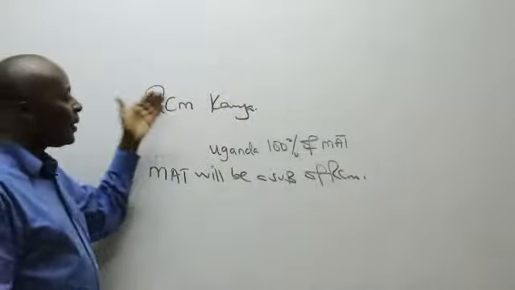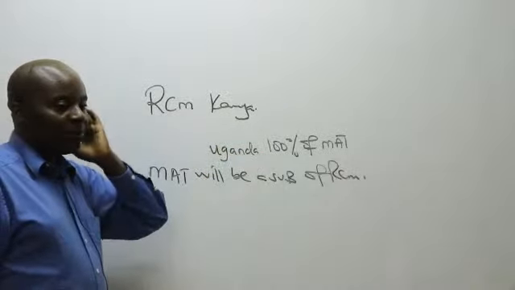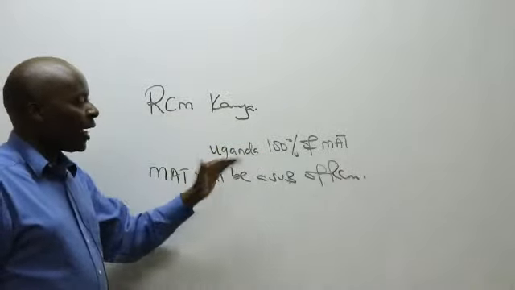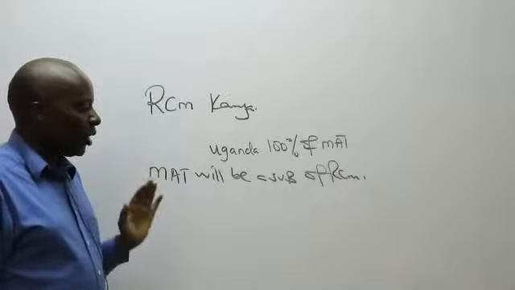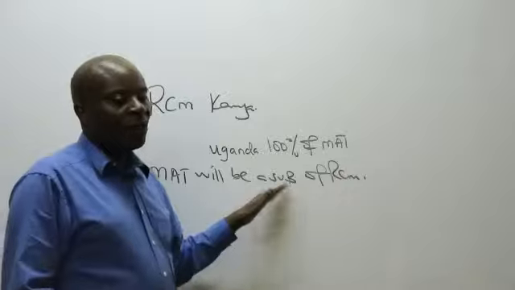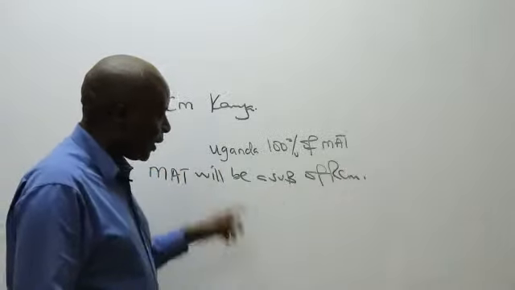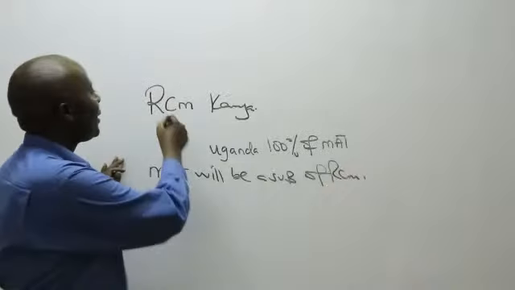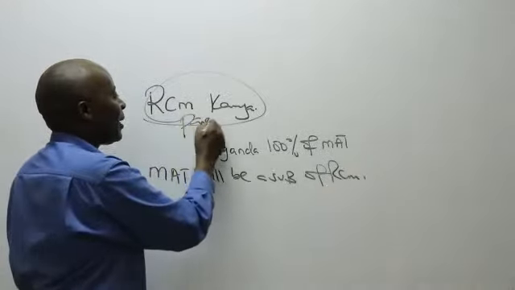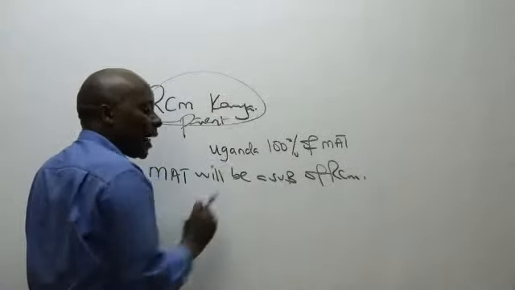RCM is the investor here. It has gone to a company called MAT in Uganda and bought 100% of that college. So automatically MAT will be a subsidiary of RCM. However, ladies and gentlemen, one thing we need to know is that now RCM, which is the parent company, has a subsidiary which is located in a different country.